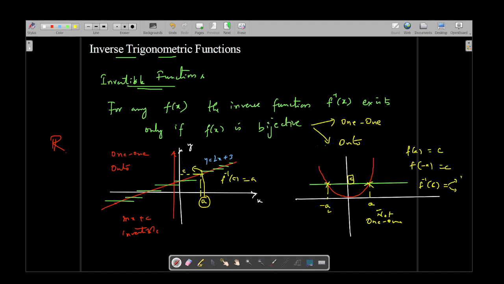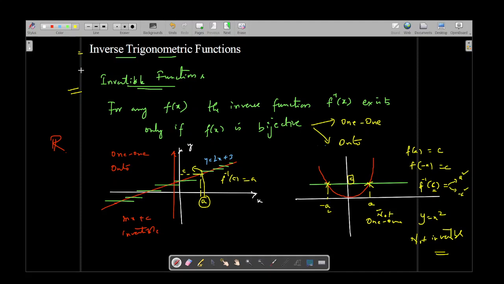That is, it gives both a and minus a. Both the inputs a and minus a will give you the output c. So in these types of things, we cannot say this is 1-1. So functions like the quadratic function y is equal to x square are not invertible. So having these ideas, we can move on to discuss our primary topic, that is inverse trigonometric functions.